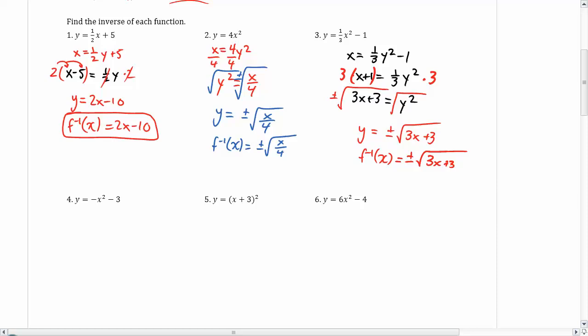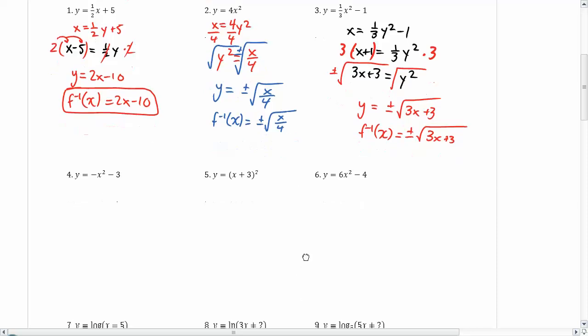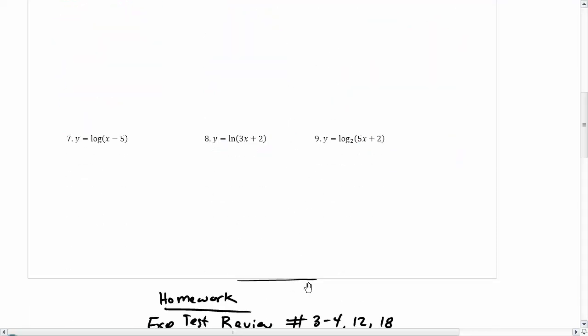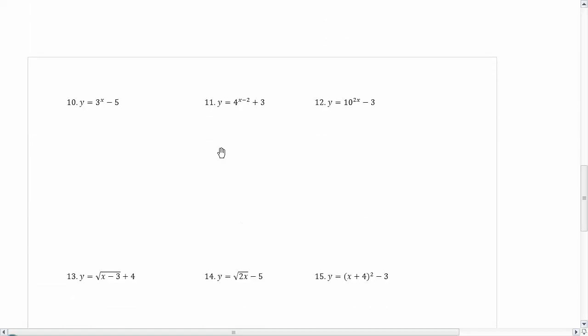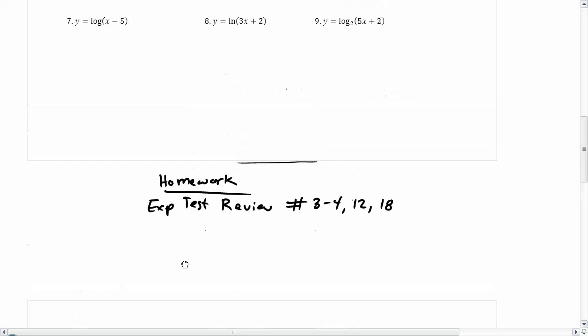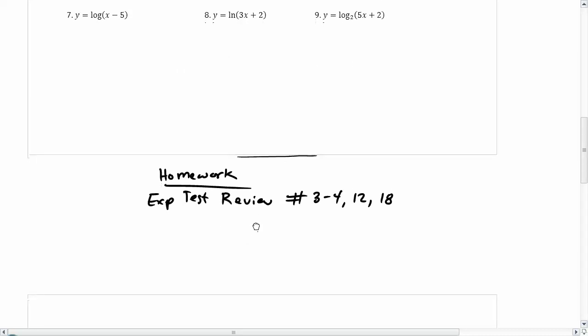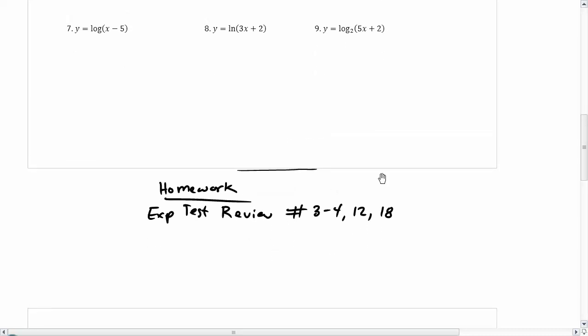Cool. So 4, 5, and 6 work out very similarly. You're welcome to work them out on your own. But the main reason this comes up is we want to look at inverses of logarithmic functions and inverses of exponential functions. So looking at number 7, 8, 9.